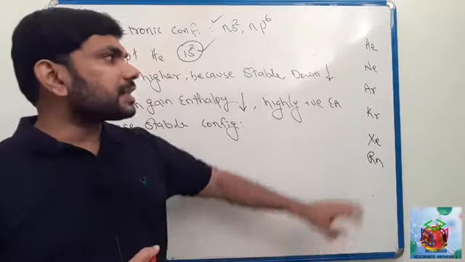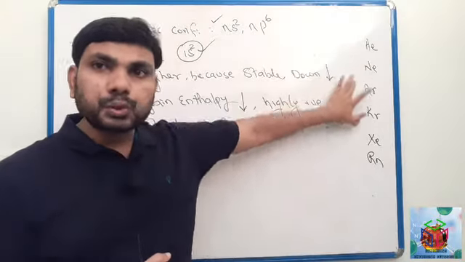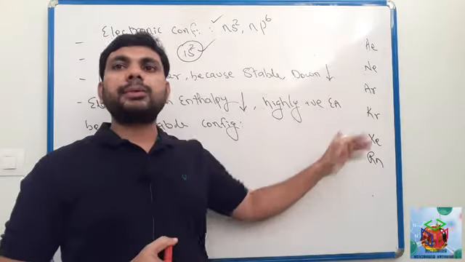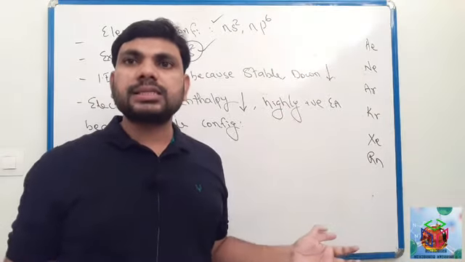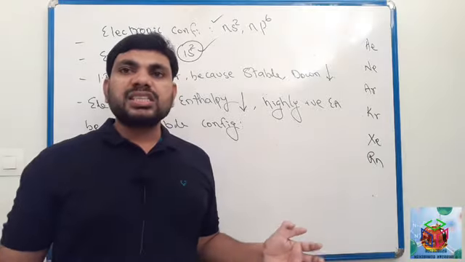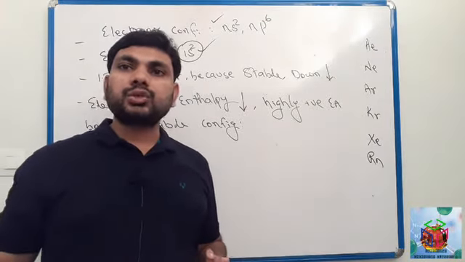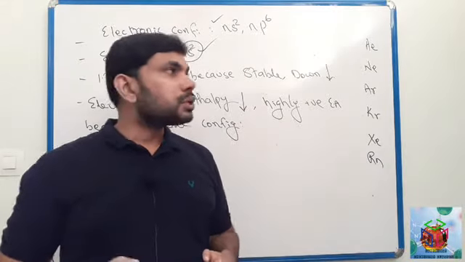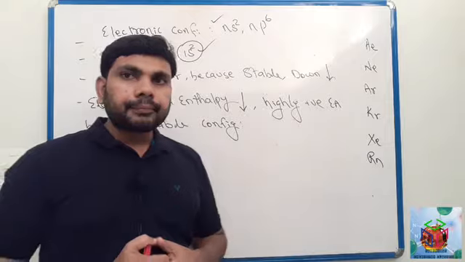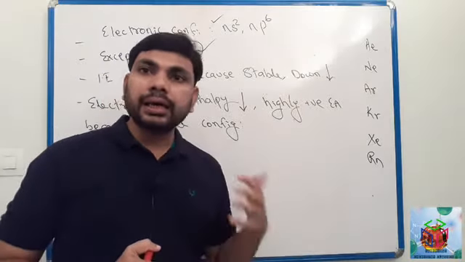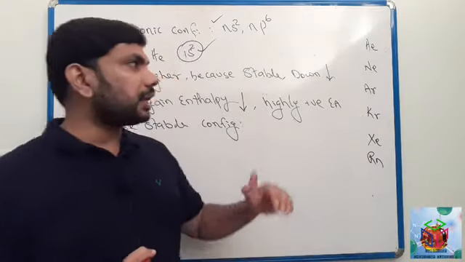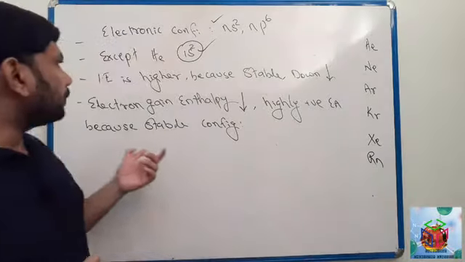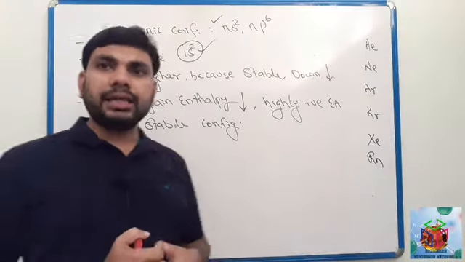Similarly, ionization energy decreases from top to bottom. In group 18, ionization energy decreases from top to bottom because atomic size increases. So the distance between the nucleus and the outer shell electron increases, and we have to give less energy to remove the outer shell electron. So generally, group 18 elements show higher ionization energy, and ionization energy in group 18 decreases from top to bottom. Clear?